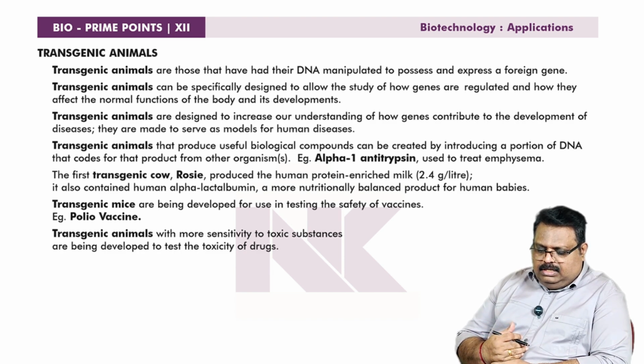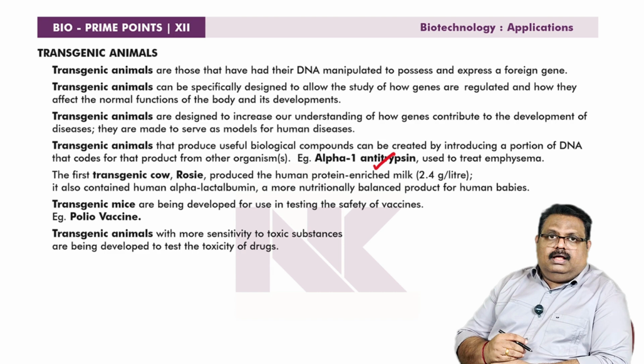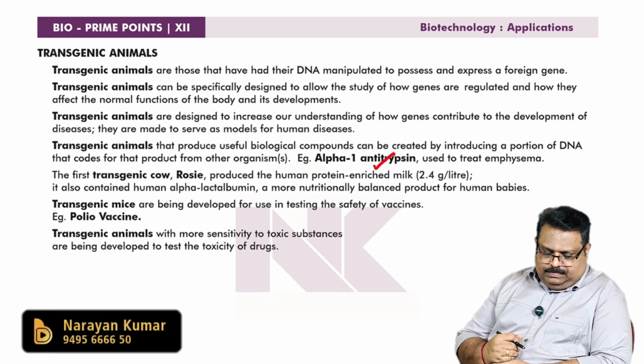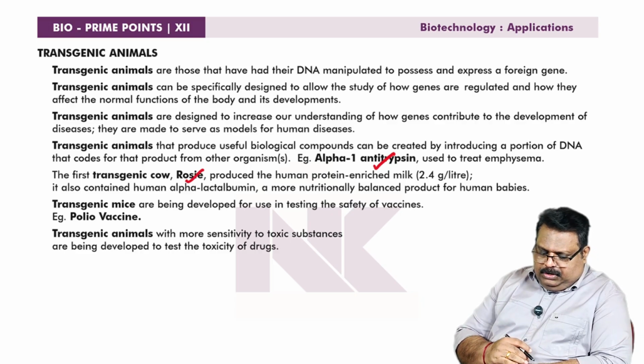Transgenic animals are designed to increase our understanding of how genes contribute to the development of diseases, and they are made to serve as models for various human diseases. The transgenic animals that produce useful biological compounds can be created by introducing a portion of DNA that codes for that product from other organisms. Example, alpha-1 antitrypsin is used to treat a disease called emphysema. It's a smoker's disease. The first transgenic cow, Rosie, produced human protein-enriched milk.